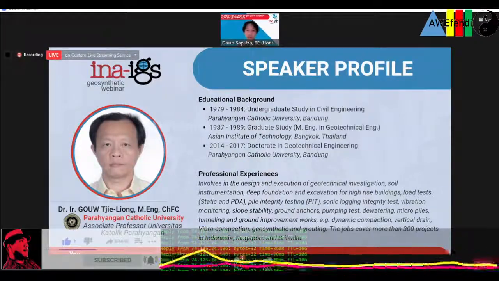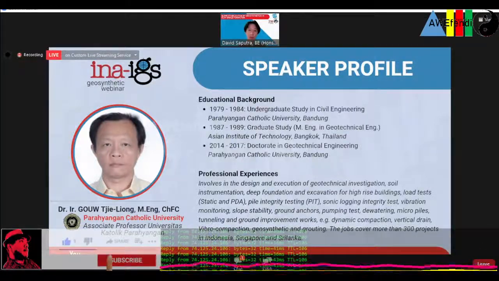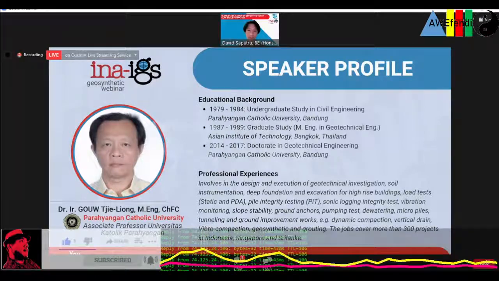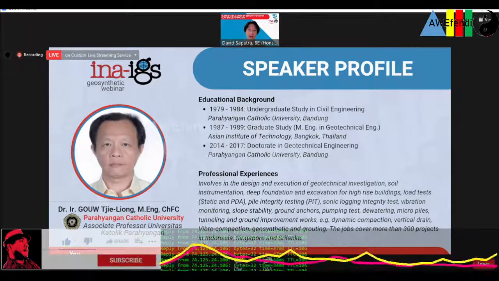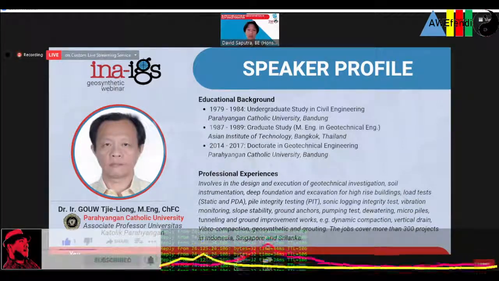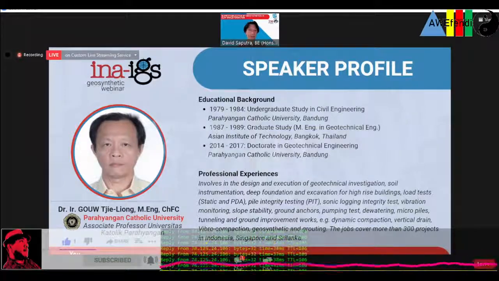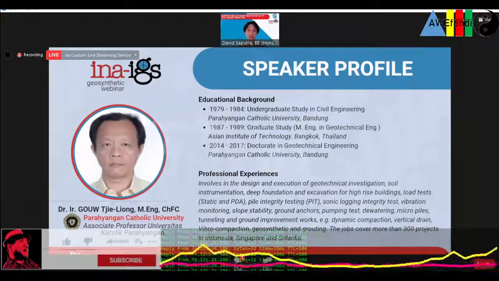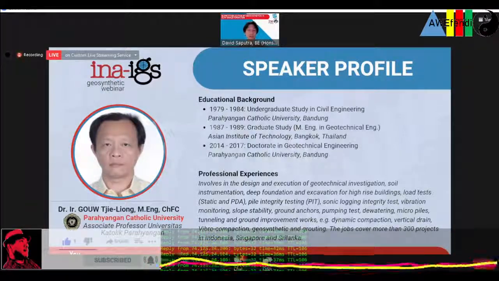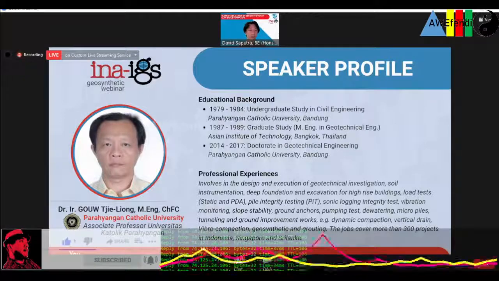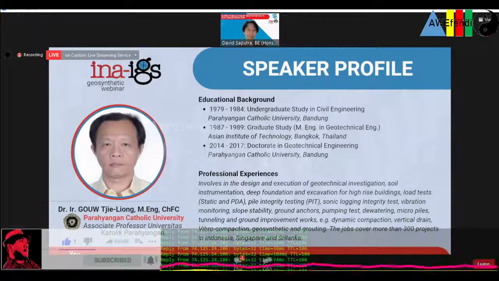Of course, he graduated from Unpar, Parahyangan Catholic University, Bandung, in 1984, before going for his graduate study in Thailand, in the Asian Institute of Technology. And just a couple of years ago, he achieved his doctorate in geotechnical engineering in Parahyangan Catholic University, Bandung, where he is currently teaching some postgraduate degrees.